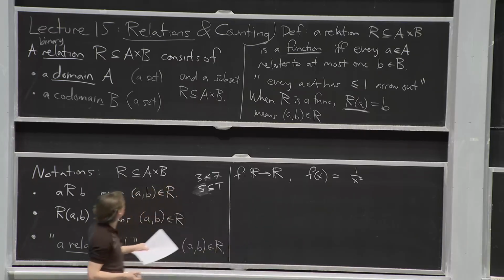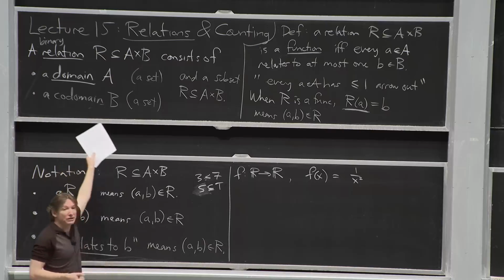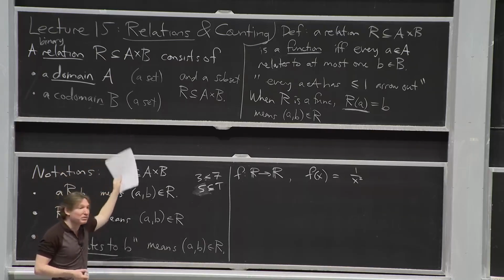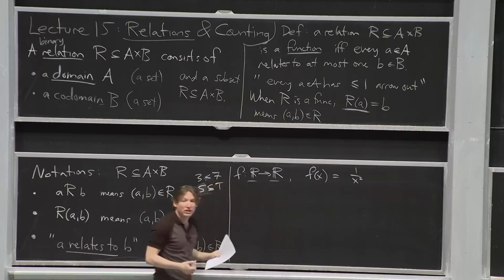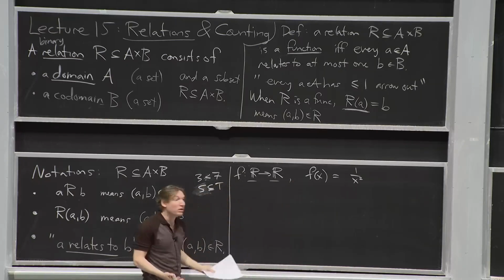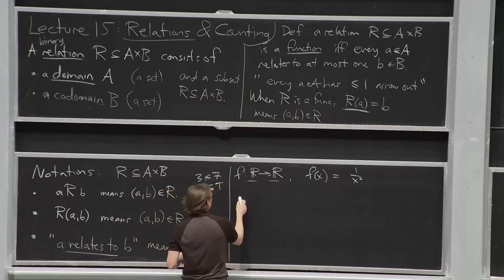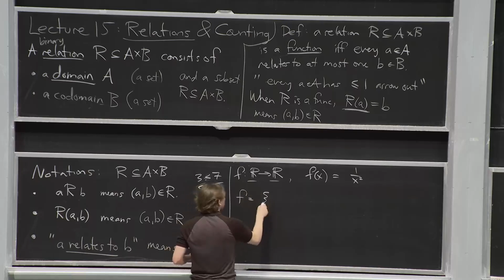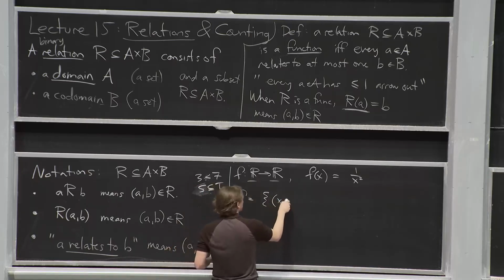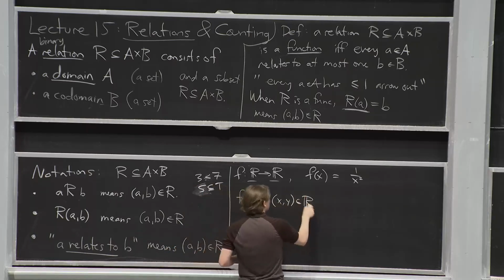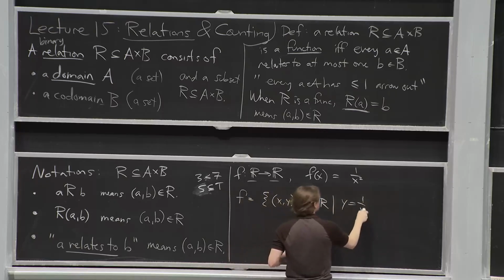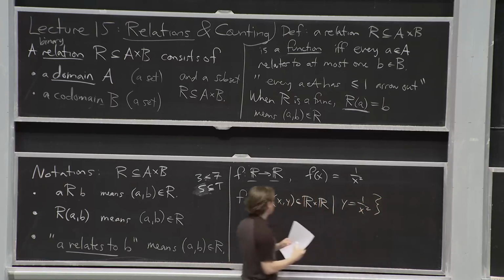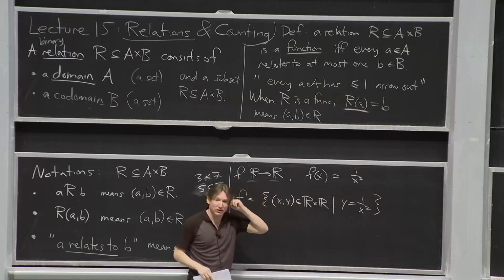Well, I mean, kind of. How is it a function by our definition of relation? We're supposed to specify a domain, a codomain, and a set of pairs. So what is the set of pairs in this case? The set of pairs is going to be x comma y in R cross R such that y equals 1 over x squared. It's just the set of pairs that satisfy our relation.